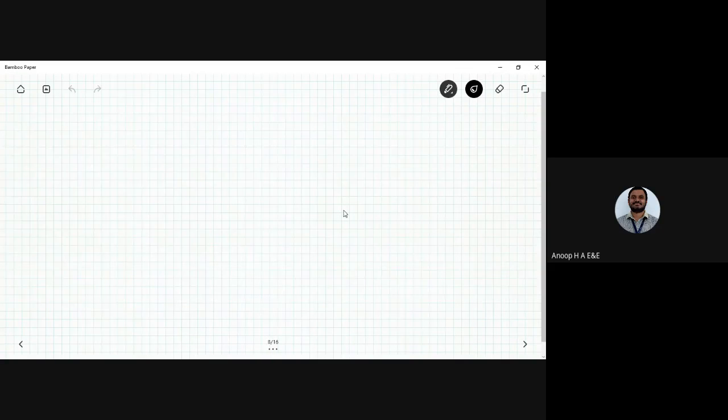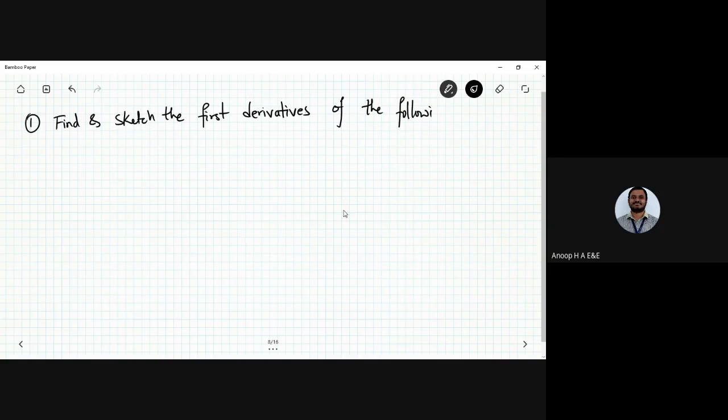Okay. Now this one, find and sketch the first derivatives. You have to differentiate only once, first derivatives of the following signals. Okay. So that is x of t equals u of t minus u of t minus a, where a is greater than 0.